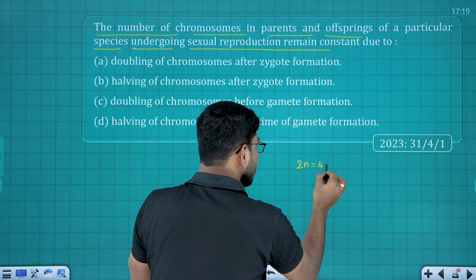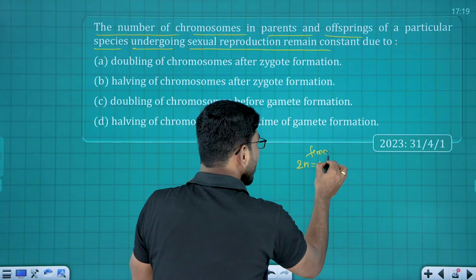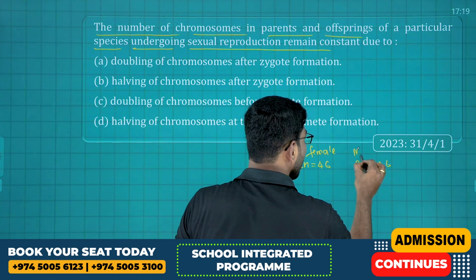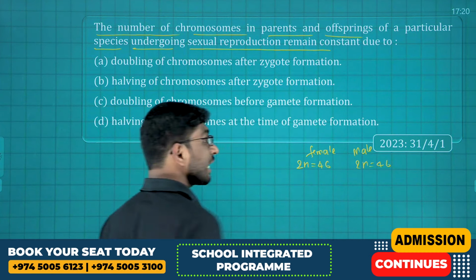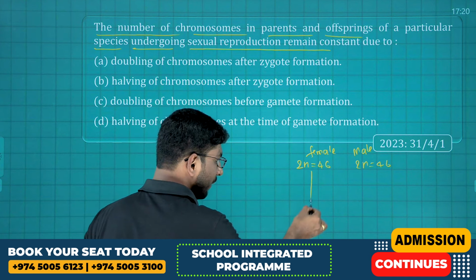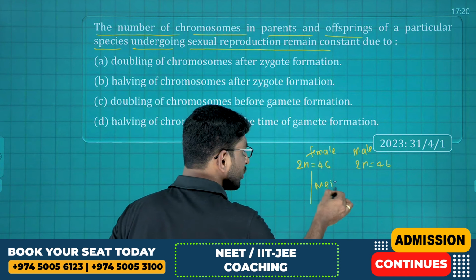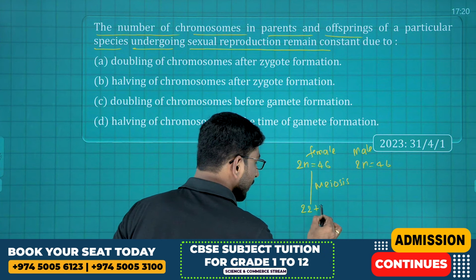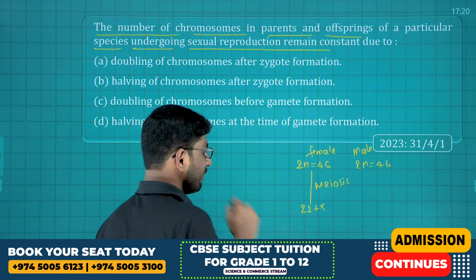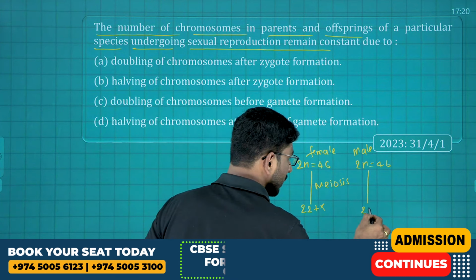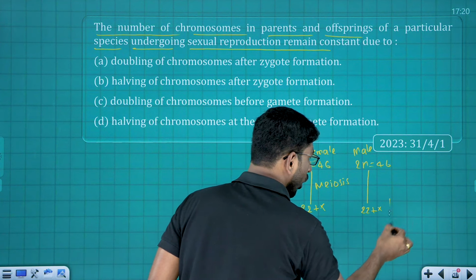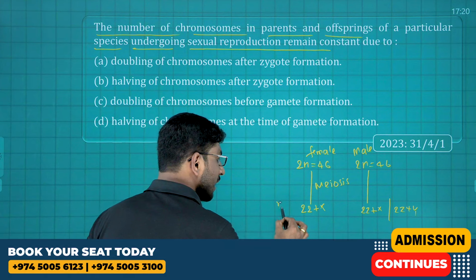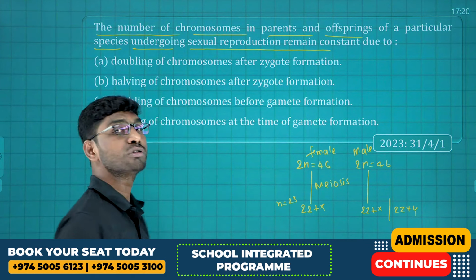2n, 46 female, right? 2n, 46 male. We are actually male, females are diploid. Here what happened? Meiosis division takes place. So the number of chromosomes is half. Here also the number of chromosomes is half: 22 plus X or 22 plus Y. So that means gametes are 23, the number of chromosomes half.